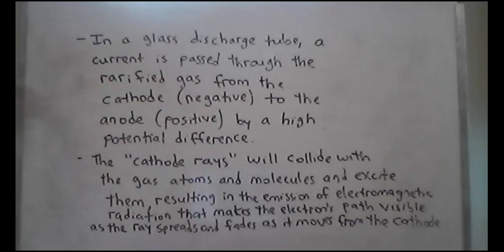So again, that electromagnetic radiation makes the electrons' path visible, and that ray spreads and fades as it moves from the cathode. That's what you see in the cathode ray tube, as it's called. The electrons collide with the gas atoms, exciting them. The electrons in the gas atoms get excited to a higher energy state. When they fall to a lower energy state, they give off electromagnetic radiation, which makes the path the electrons are taking through the gas visible.